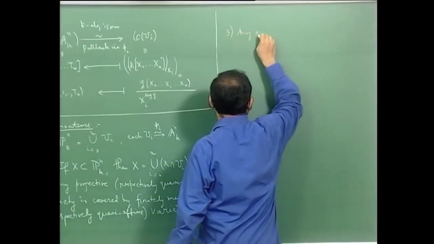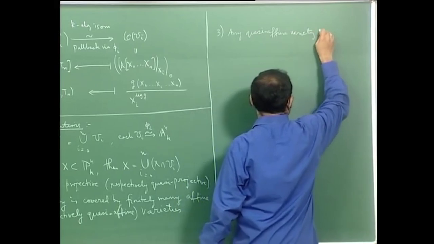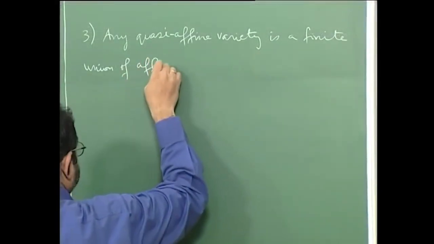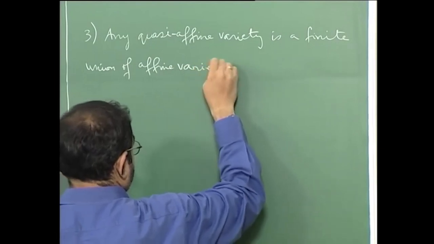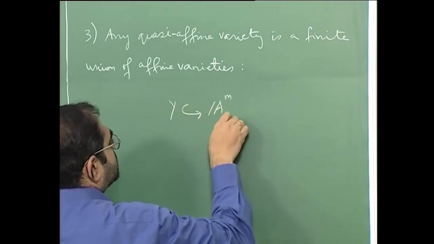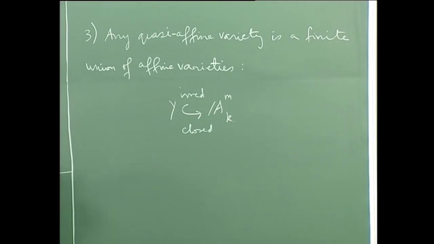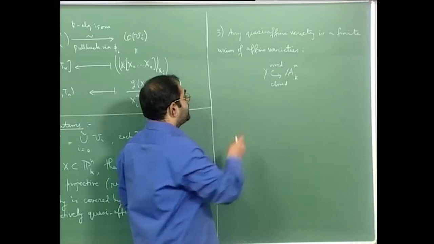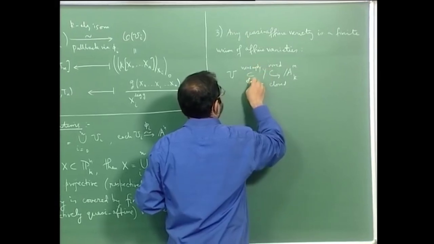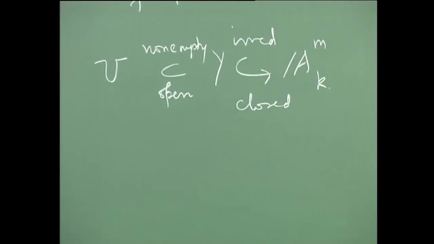So any quasi-affine variety is a finite union of affine varieties. Why is this so? Because you take Y inside some Am, irreducible closed, which means that Y is a closed subvariety of affine space. So Y is an affine variety, and then in that you take a U, non-empty open. Then this U will be a quasi-affine variety. By definition, a quasi-affine variety is a non-empty open subset of an affine variety.